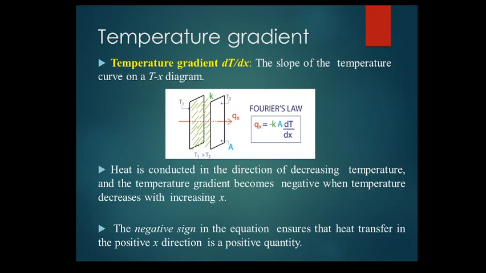As I explained before, the temperature gradient is nothing but the slope of the temperature curve on a T-x diagram. As I said, heat flux will always move in the direction of the lower or decreasing temperature. Heat is conducted in the direction of decreasing temperature, and the temperature gradient becomes negative when the temperature decreases with increasing x. The negative sign in the equation ensures that heat transfer in the positive x direction is a positive quantity.